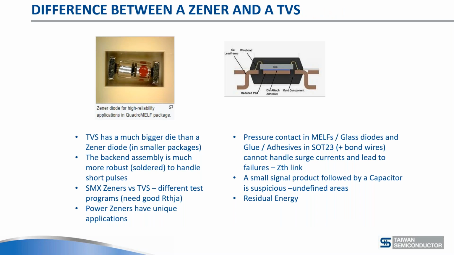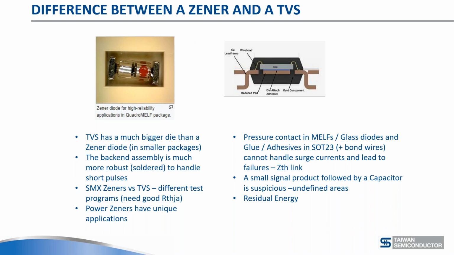Last couple of slides here. What is the difference between a Zener and a TVS? A TVS has a much bigger die than a Zener. The back-end assembly is much more robust to handle short pulses. So it is soldered, and it also maybe is not wire bonded, or doesn't have small wire bonds. So this is the main and key thing, and is again related to the beginning of the webinar: transient thermal impedance versus thermal resistance. So that is the key thing.